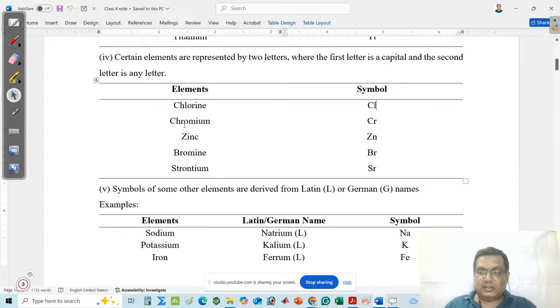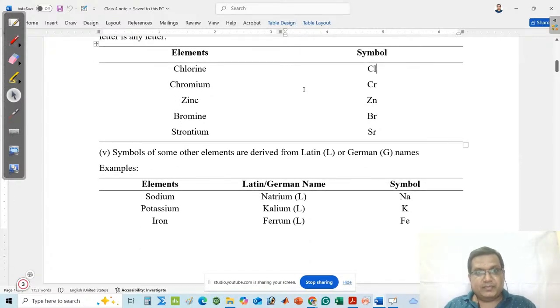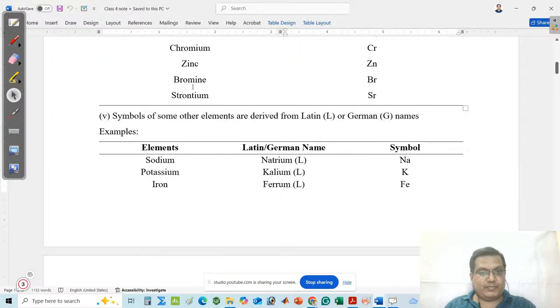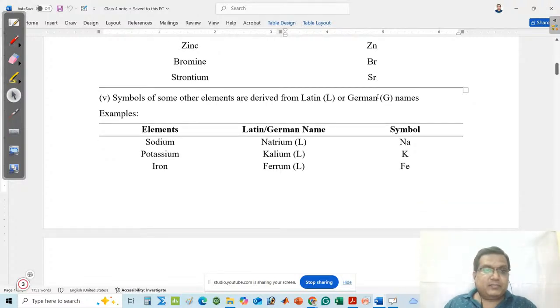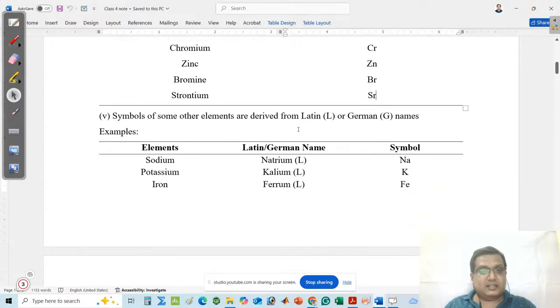Similarly, you can think about chromium. Here the symbol is Cr. Like that, zinc, the symbol is Zn. Next is bromine, the symbol is Br. Strontium, you can think about Sr. But in some cases, we generally depend upon the Latin name or German name of the elements. The symbols of such elements are given in the table here.